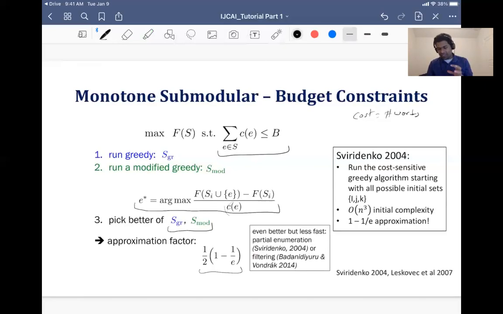It turns out that you can actually do a partial enumeration. What I mean by partial enumeration is to consider all subsets of size 3. Why is it 3? Well, that really depends on the proof technique. I suspect that this can probably be improved, but I don't think anyone has proved this until now, whether there's a 1 minus 1 over e for the standard greedy algorithm or not. But you do this partial enumeration of order n cubed, and then you get this subset. And once you get the best subset, you run greedy on top of that. And that actually has a 1 minus 1 over e. So in fact, you run the cost sensitive greedy, which is the same as this version here.